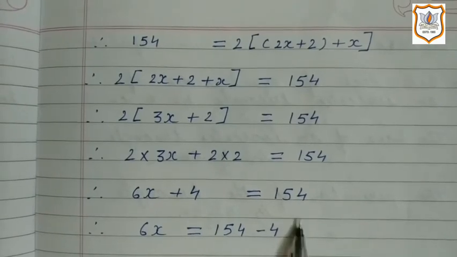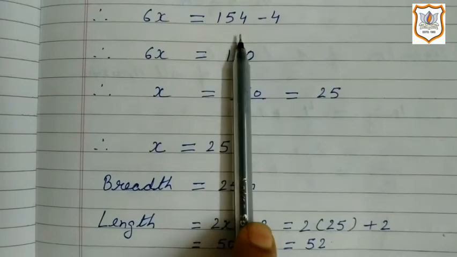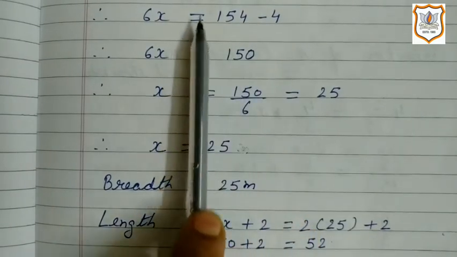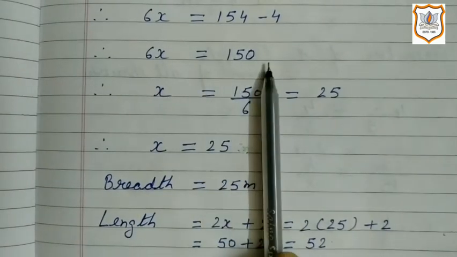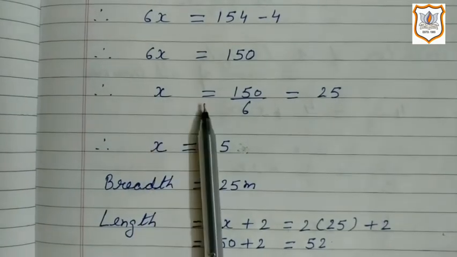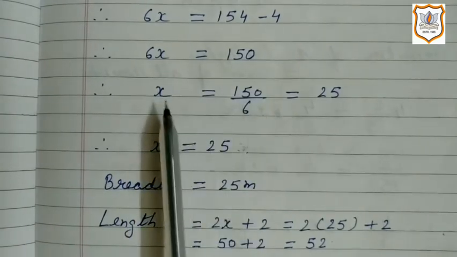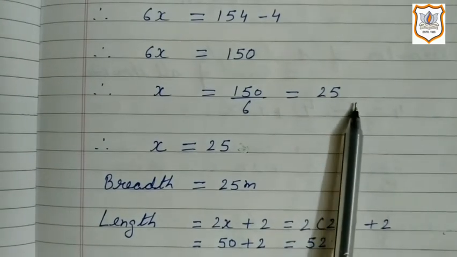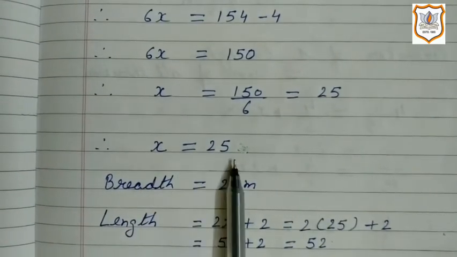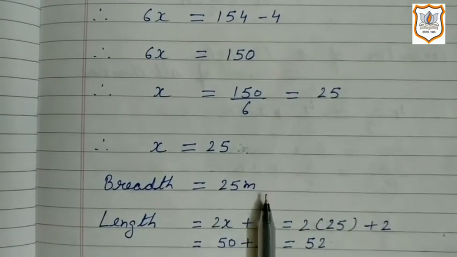We use the transposition method. 6x is equal to 154 minus 4. We shift 4 to the right side. 6x is equal to 150. x is equal to 150 upon 6. We use the transposition method and shift 6 to the right side. It is equal to 25. So we get the value of x as 25. So the breadth will be 25 meters.